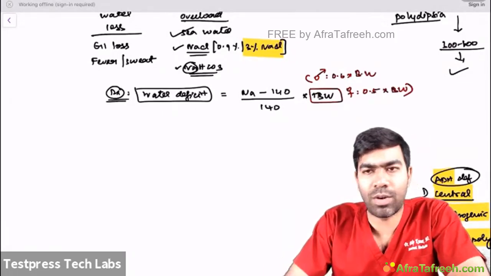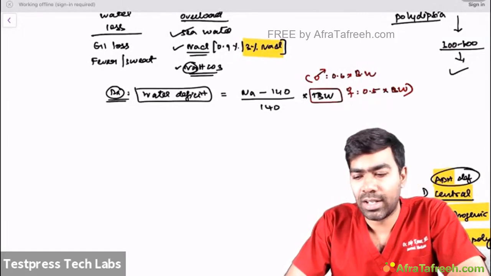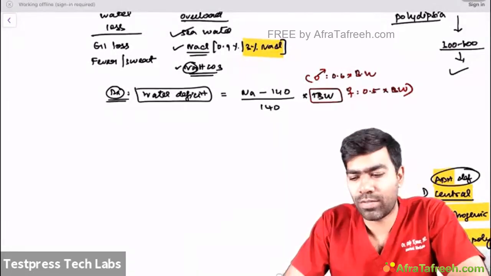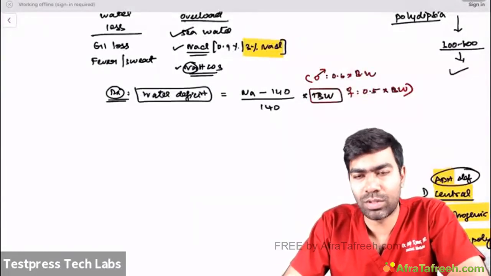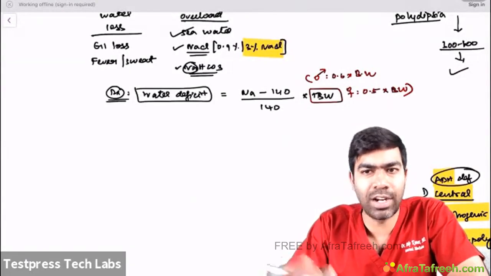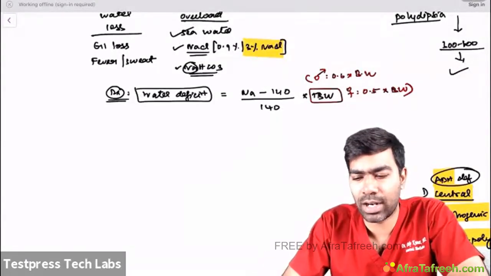This is the usual formula for adults, but if it's very elderly, then if it's a male, you can use 0.5 and if it's a female, you can use 0.45. If it's elderly, like more than 60, 70 years, then in that setting you can use a little less, because elderly patients will have a reduced total body water compared to adult patients.